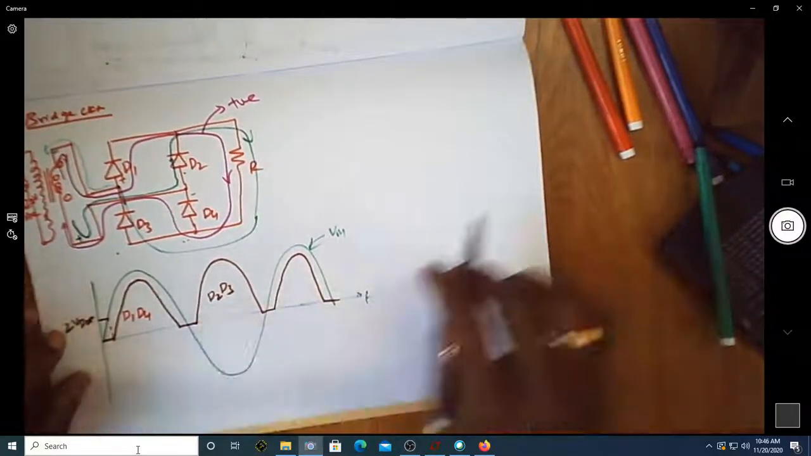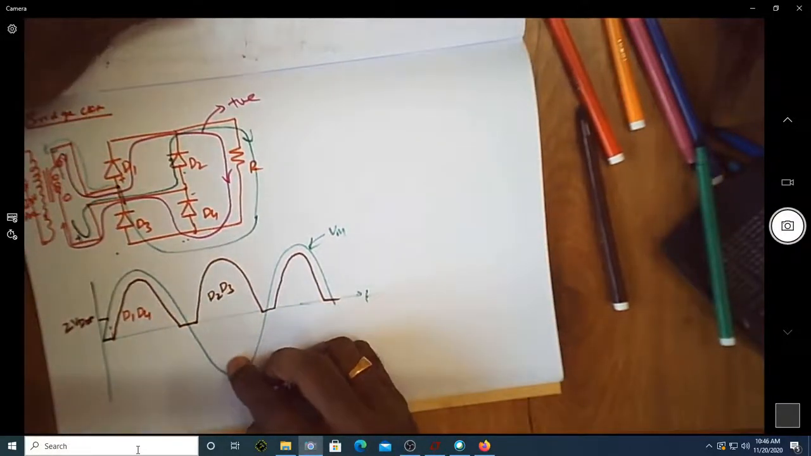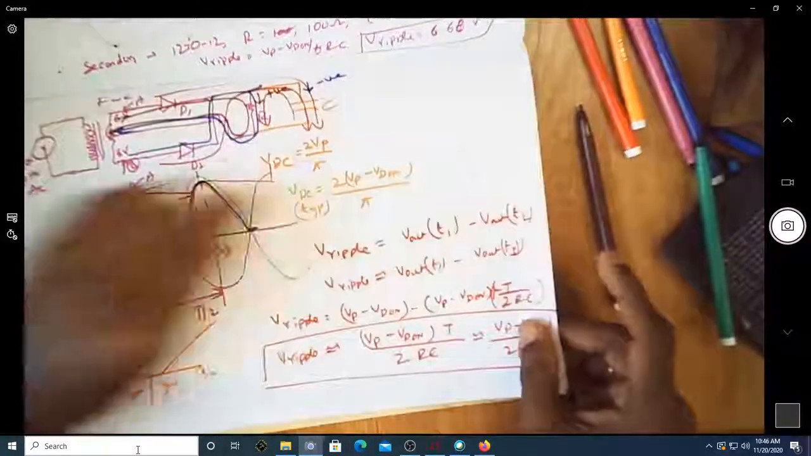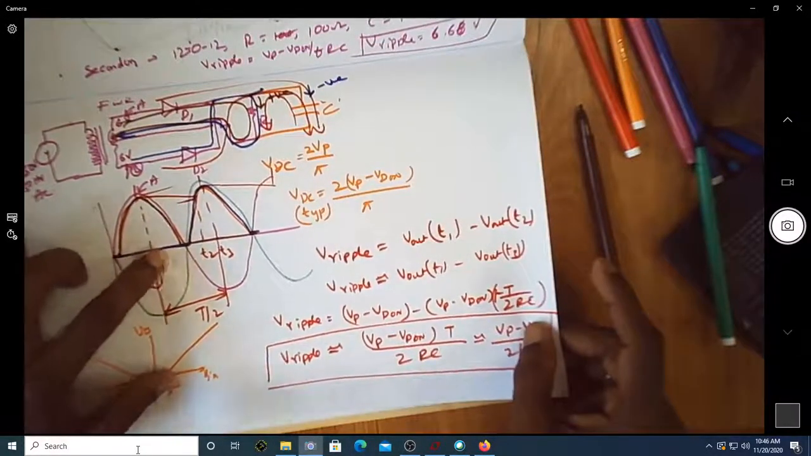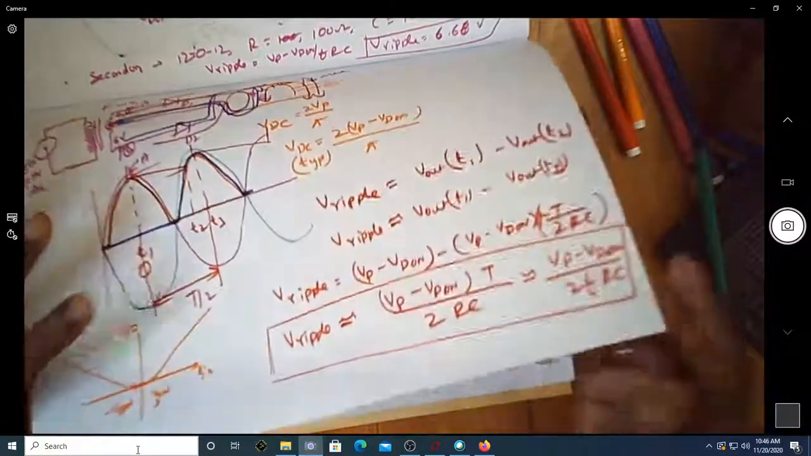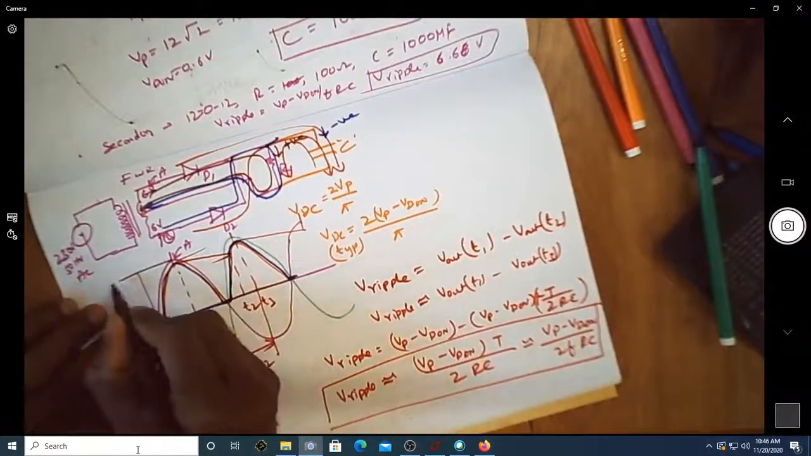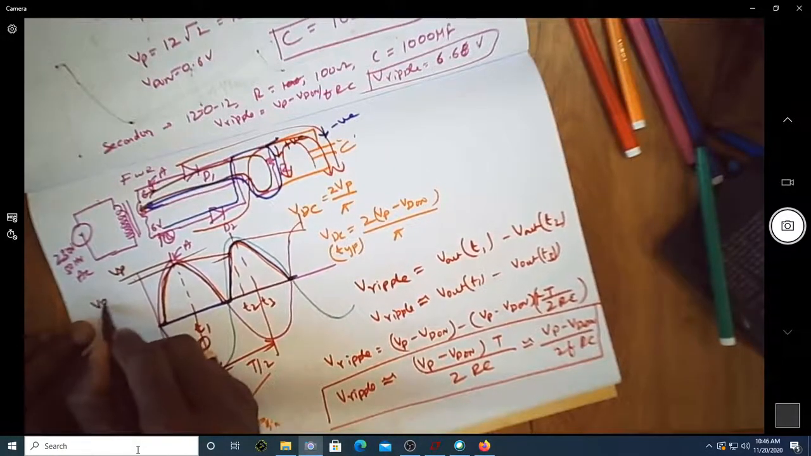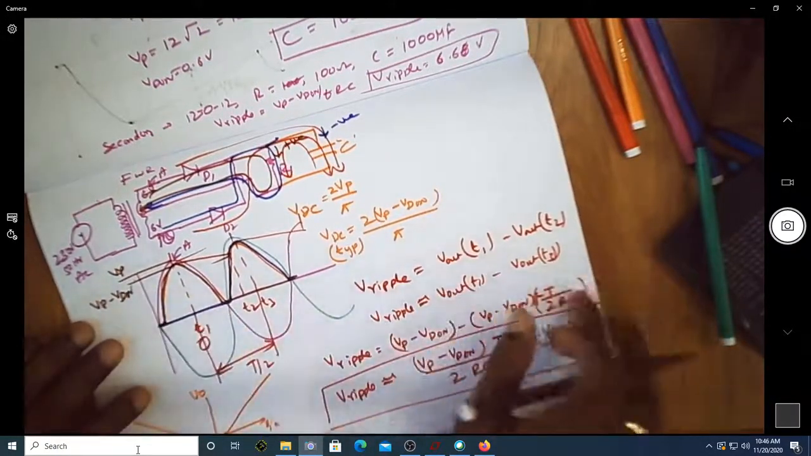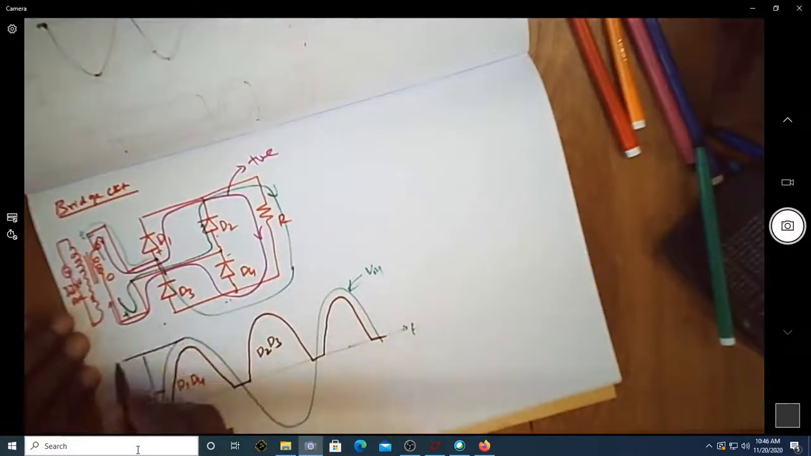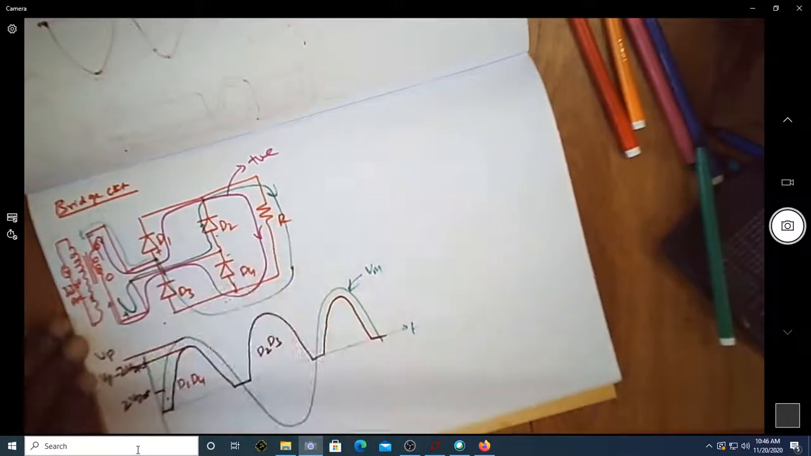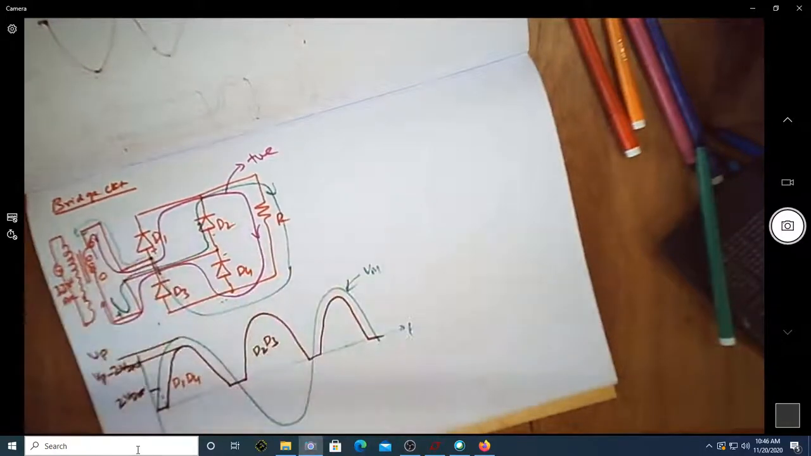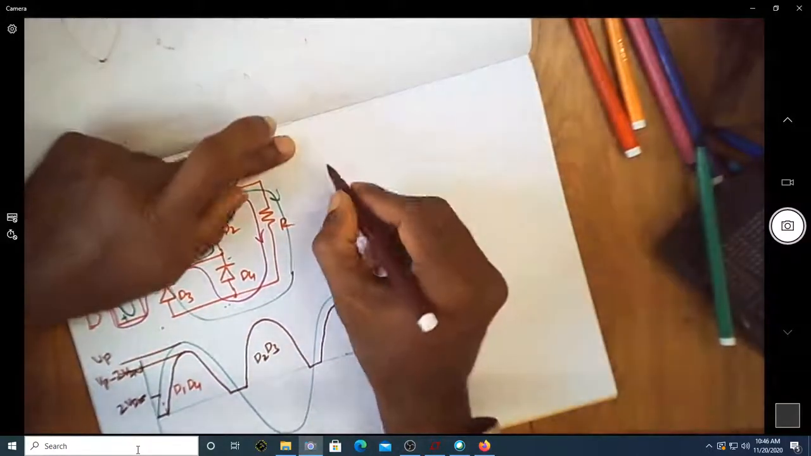So is this waveform similar to that of a fully rectified signal? It is perfectly similar, but the only difference is that here this was VP minus VD on, whereas in this case, if you consider this as VP, this is VP minus 2 VD on, because it has to overcome the two cut-in voltages, as both the diodes are coming in series. Now we'll again find what is V ripple.